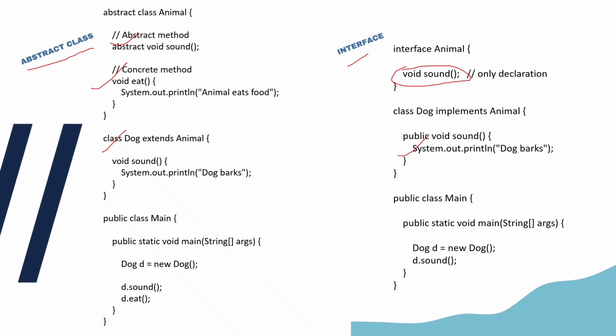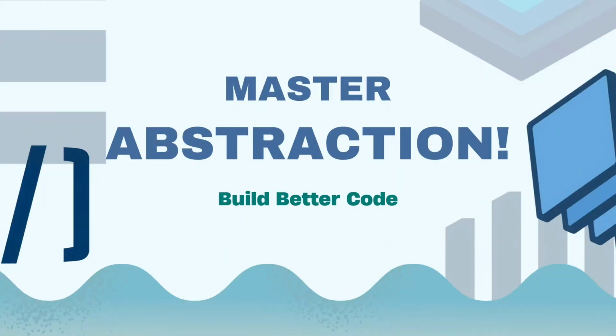And the interface achieves 100% abstraction. Why? Because it should only declare the methods. It should only be implemented in the implementation class, meaning in the child class. So this is the difference between abstract class and interface. I hope you understand this. So that's all about abstraction in object oriented programming. I hope you understand what abstraction is, why it is important, and the different ways to achieve abstraction in Java using abstract classes and interfaces with simple examples.